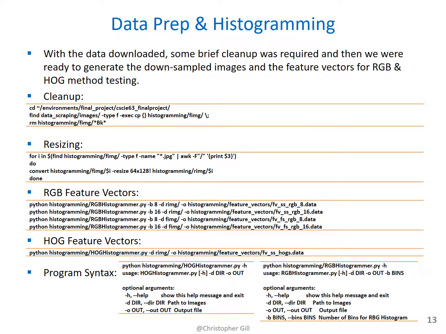The basic program syntax can be seen at the bottom if you choose to generate other methods, perhaps wanting to experiment with different bin sizes, or, given sufficient compute time and resources, to try out the histogram of oriented gradients feature vectors against the full-size images.